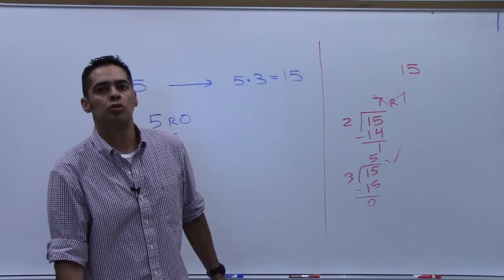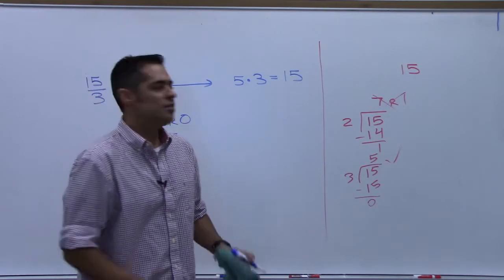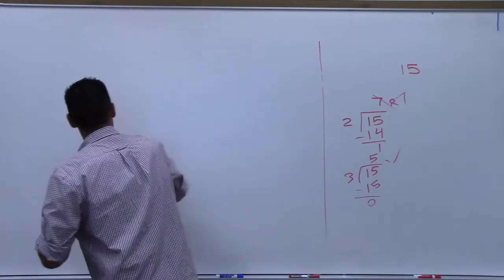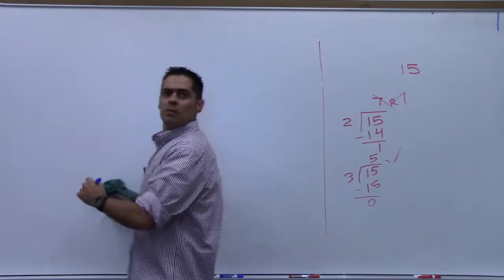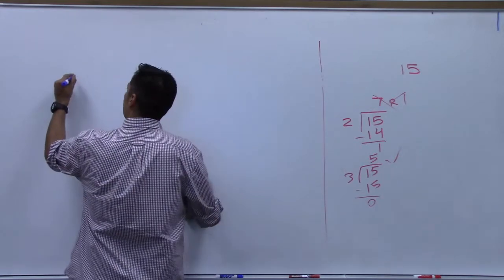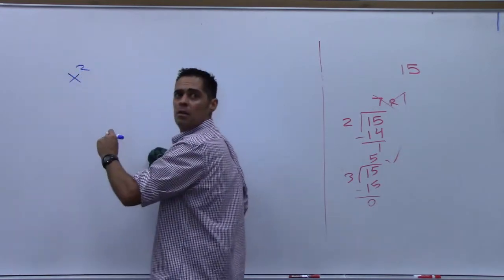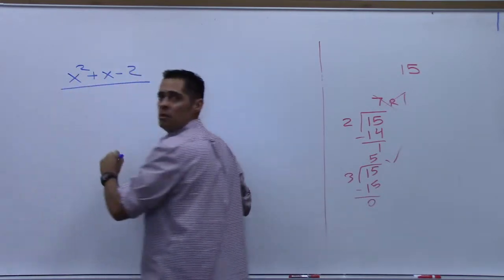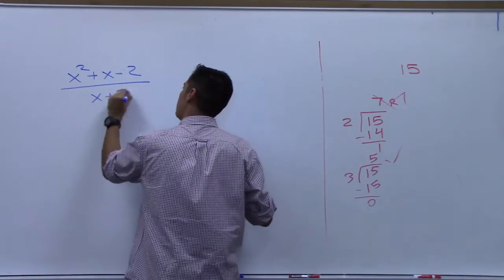So let's take a look at this first example. X squared plus x minus 2 over x plus 2.